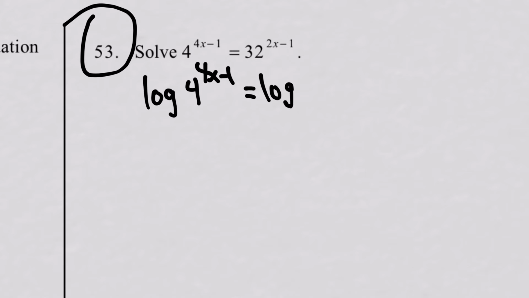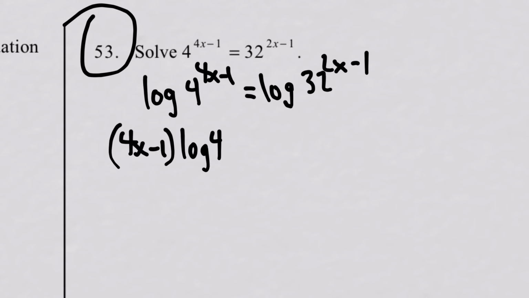Log of 4 to the power of 4x minus 1 equals log of 32 to the power of 2x minus 1. What I'm going to do now is bring this down to the front and bring this down to the front, right? Both of those are going to come down. So I'm going to get 4x minus 1, and I'm going to put it in parentheses because it's two terms, times log of 4 equals 2x minus 1 times log of 32.